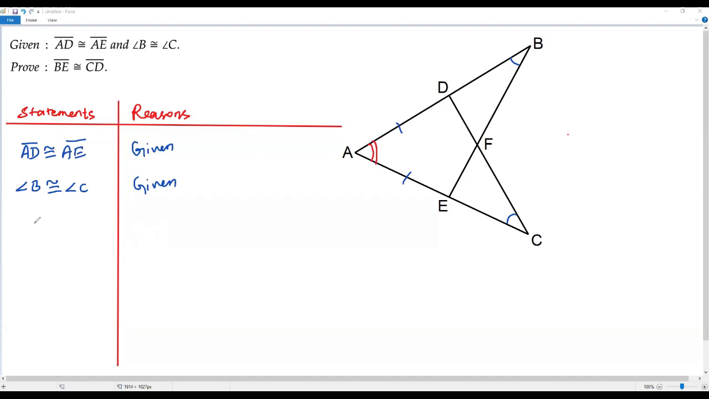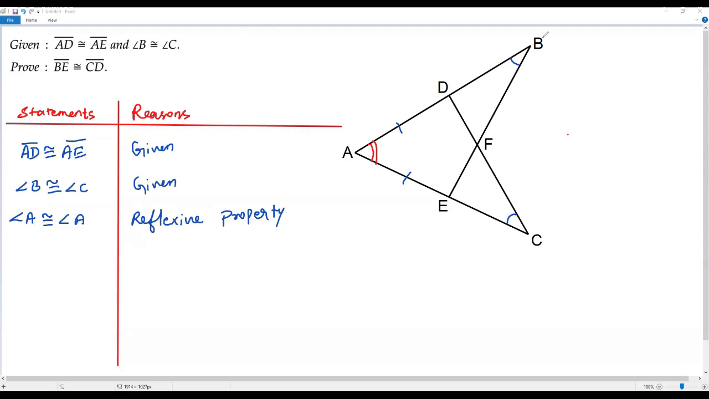Okay, let me write it over here. That is angle A is congruent to angle A. So actually this is the reflexive property. Let me write it over here. Reflexive property. Actually, the reflexive property says any angle measure is congruent to itself, and also any side is congruent to itself. So by the reflexive property, angle measure A is congruent to itself. That is, angle measure A is congruent to angle measure A.